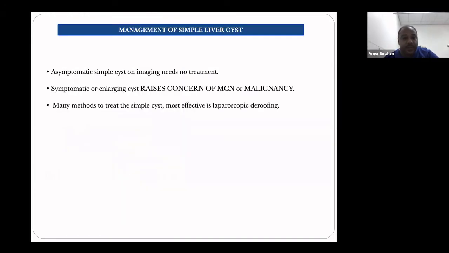It is very well circumscribed without any mutations, a clear cyst. So how are we managing this cyst? Most of the time it's asymptomatic and we need no kind of treatment. If those cysts are large enough and giving symptoms, we might need to rule out malignancy, or at least MCN, mucinous cystic neoplasm or cystadenomas. There are many methods to treat the simple cyst. The most effective is the laparoscopic deroofing.